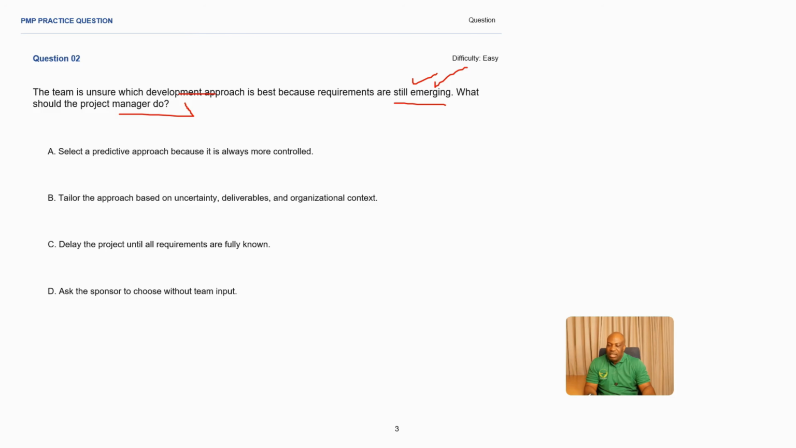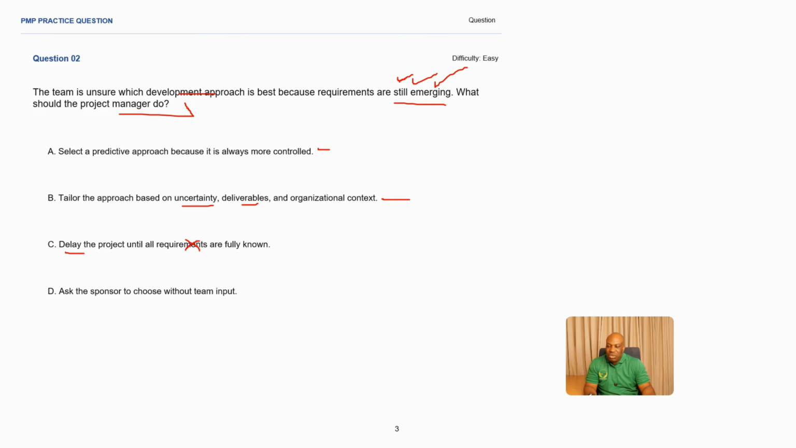Okay, so let's go to the answers. Number 1, select a predictive approach because it is always more controlled. Okay, but if the requirements are still coming in, most likely this is not a predictive approach. So we leave this one for now. Tailor the approach based on uncertainty, deliverables, and organizational context. This looks good. Delay the project until the requirements are fully known. Never delay a project, a mindset. This is a very good mindset. Never delay a project. So this one, I'm going to eliminate it straight away.